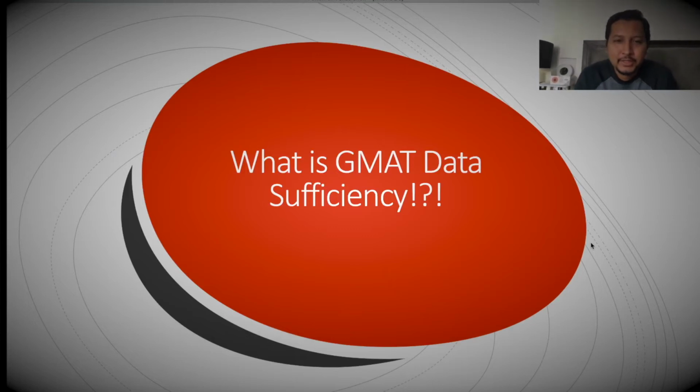Hello everyone. Today I'm going to discuss and tell you what the GMAT Data Sufficiency type of questions in Quant are. This is not a regular type of Quant section that we are usually used to, where we are given a problem and then we figure out the value of x, or a word problem or a geometry problem. So this is a little bit different than that.